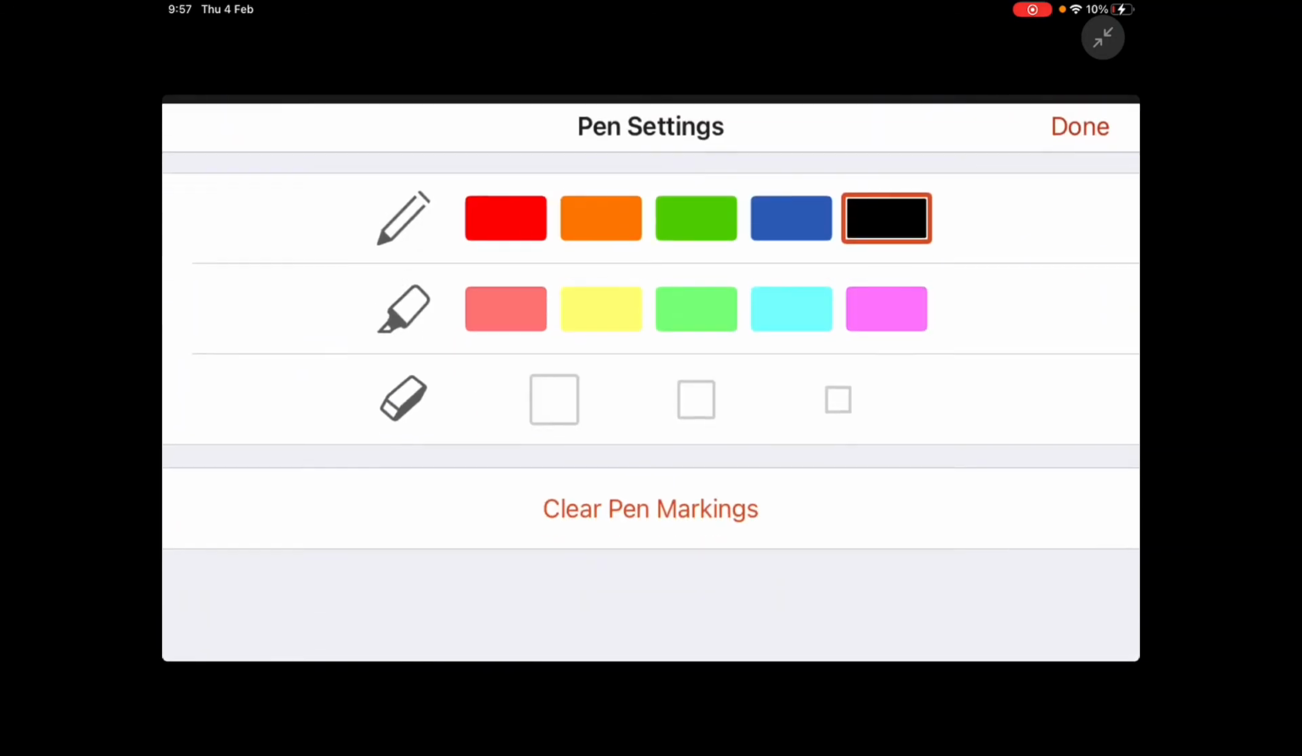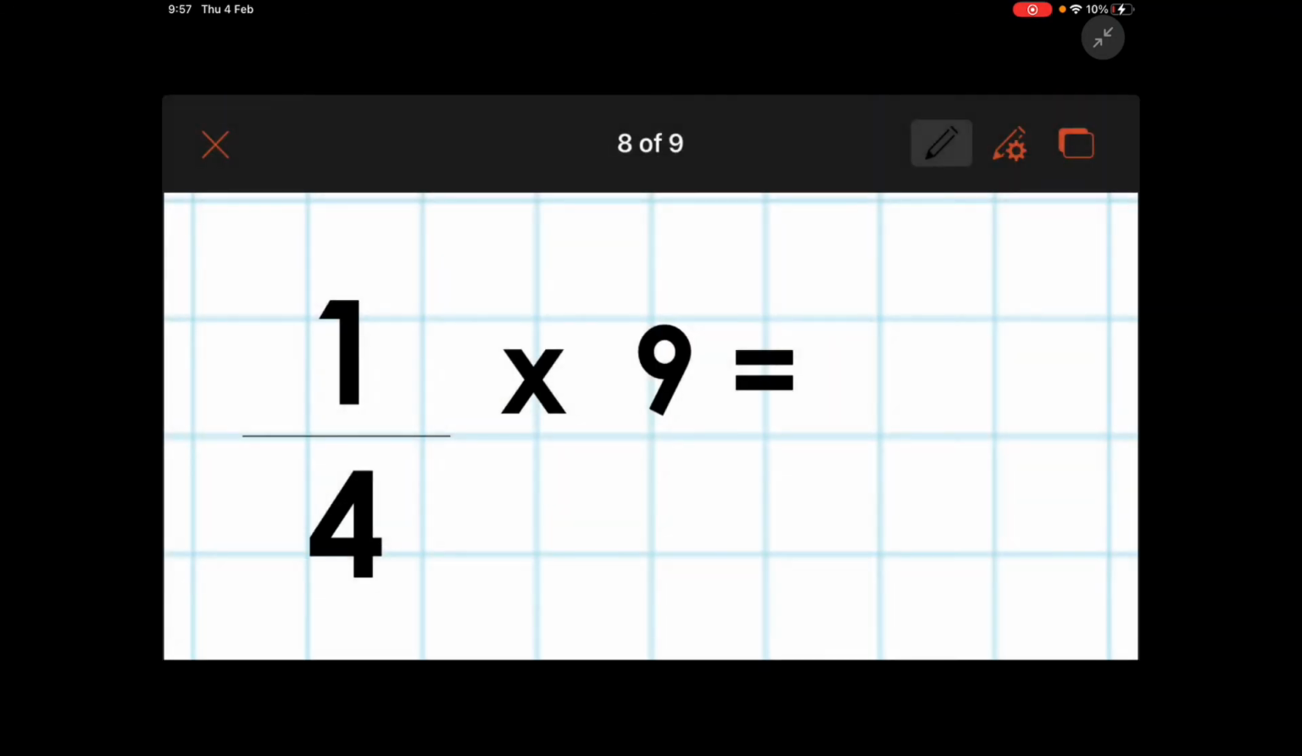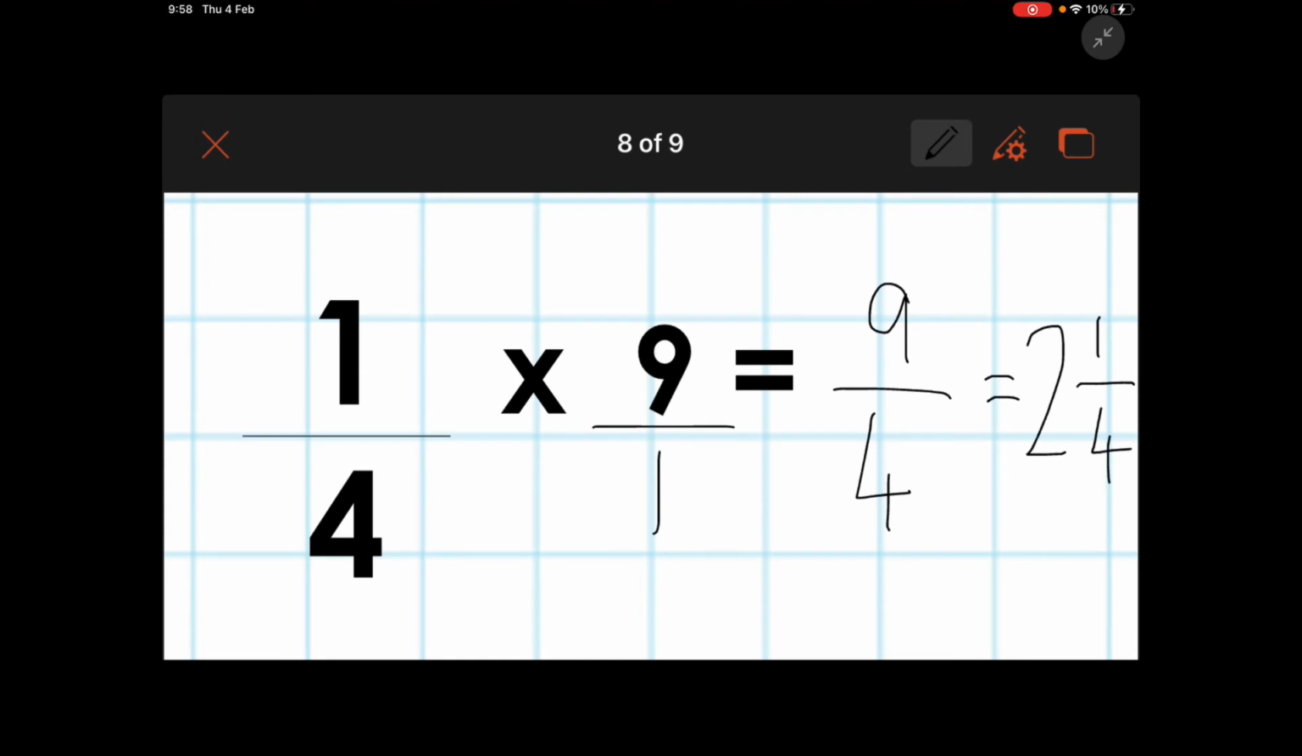Okay, another example. 1/4 times 9. 1 times 9 is 9, and 4 times 1 is 4. How many 4's in 9? 2, with 1 remaining. 2 wholes and 1/4.